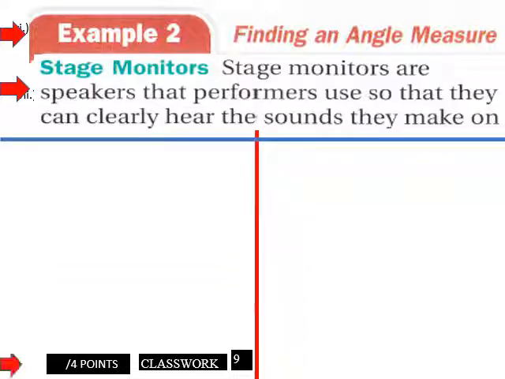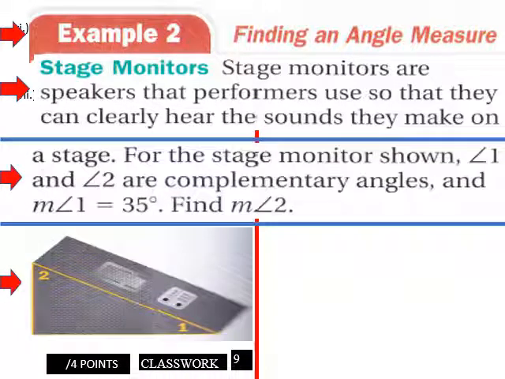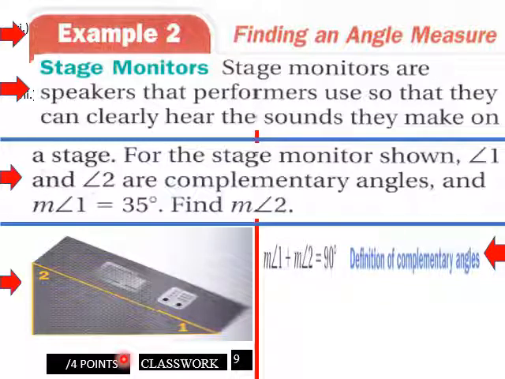Example 2, stage monitors. A stage monitor showing angle 1 and angle 2. Here's your angle 1, here's your angle 2. Angle 1 equals 35. So the stage monitors are complementary angles. Find the measure of angle 2. We know the measure of angle 1 is 35 degrees. So angle 1 plus angle 2 equals 90. The definition of complementary is a 90 degree angle.